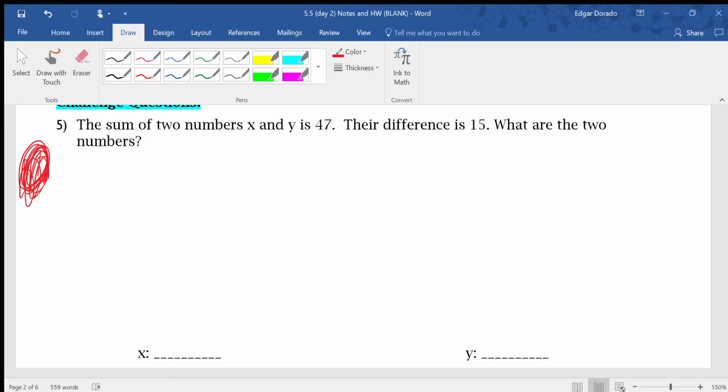Okay, so 2 numbers, x and y, so x plus y equals 47. Difference means subtraction. So the other equation would be x minus y equals 15. Okay, and I realize that's going to erase for some reason.